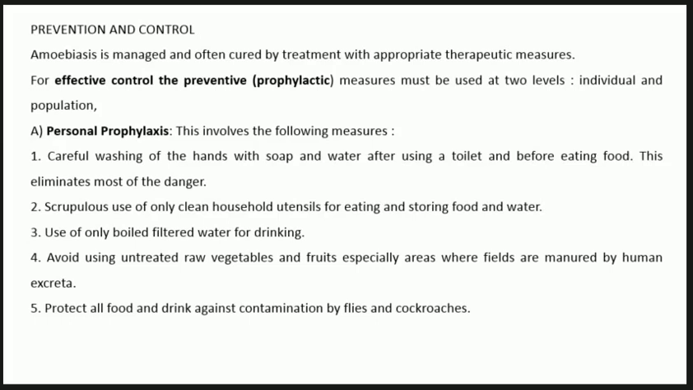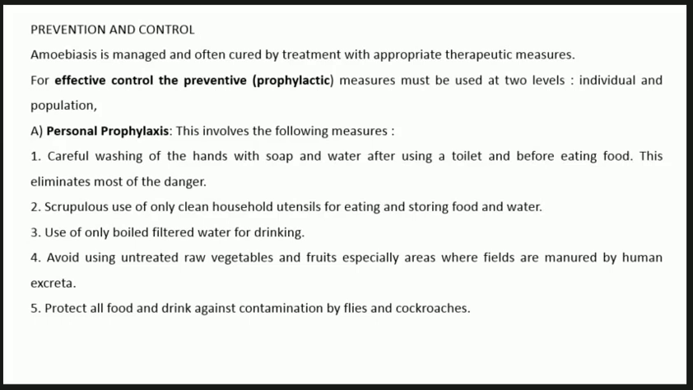So what kind of measures should we have? And these measures are not just on the individual level but also at the large scale or population level. This effective control is called prophylaxis. We have two types of prophylaxis, meaning control and prevention: personal prophylaxis and community prophylaxis. So prophylaxis means effective control or preventive measures.